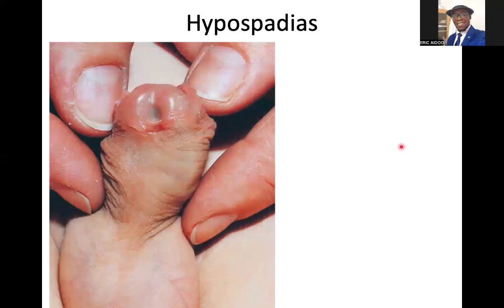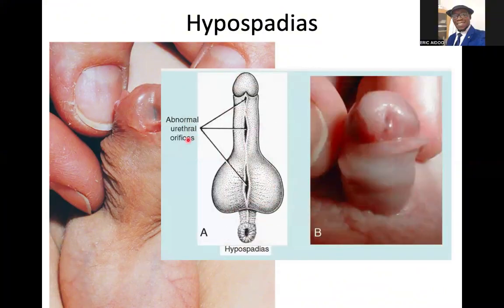Number 5 is the anus. So in this hypospadias, when the urethral folds do not completely fuse, then you have the urethral space being patent. It means that it is not covered ventrally, so it is exposed, for want of a better word. This is what you find: abnormal urethral orifices, because the urethral folds are not really fusing very well.